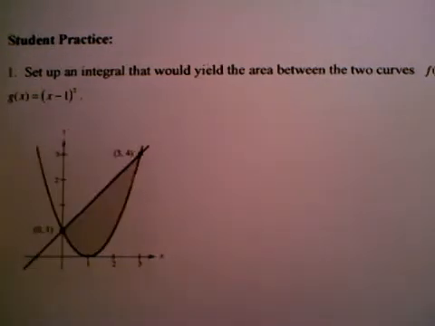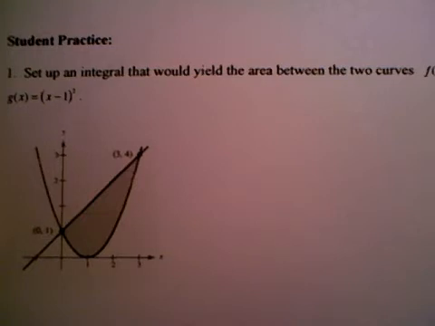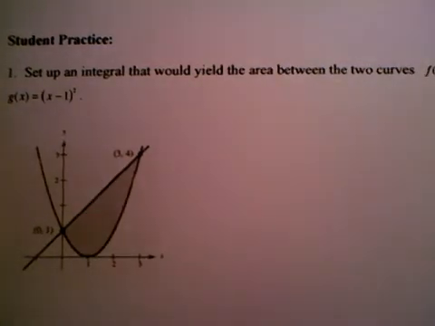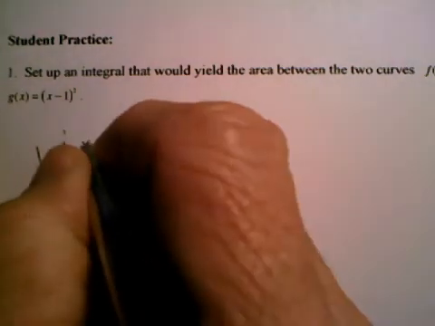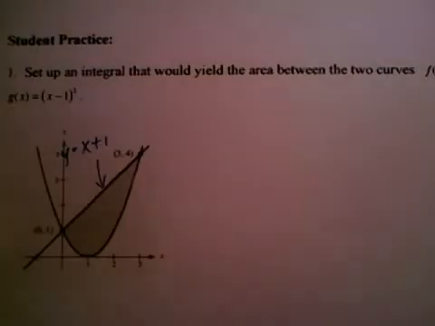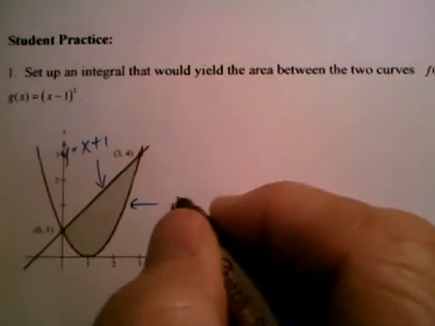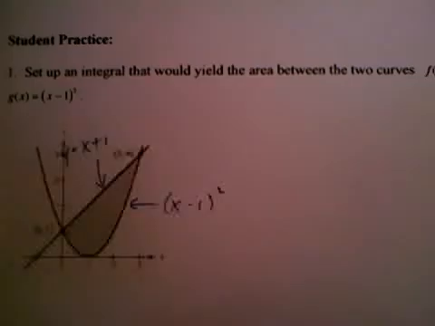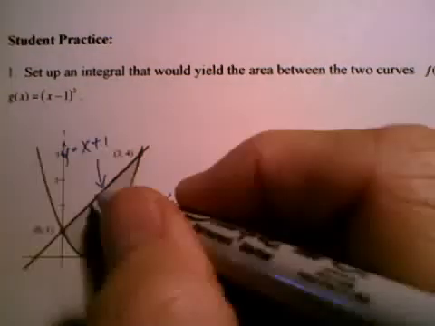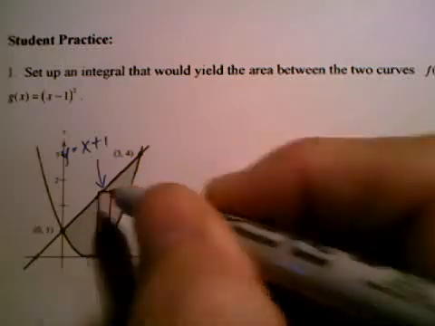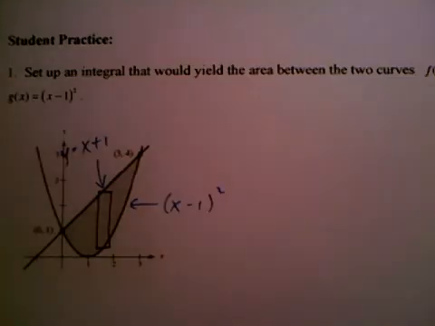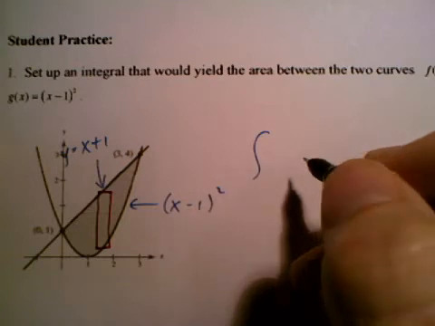You're not always going to get a picture, which is why you need to know how to graph all your parent functions. I didn't label the two functions. I'm trying to find the area of the shaded region. The first function is y equals x plus 1, and the quadratic is y equals x minus 1 squared. All I'm asking you to do here is set up the integral. Your main job is to figure out the dimensions of that rectangle, because you're adding up an infinite number of rectangle areas.